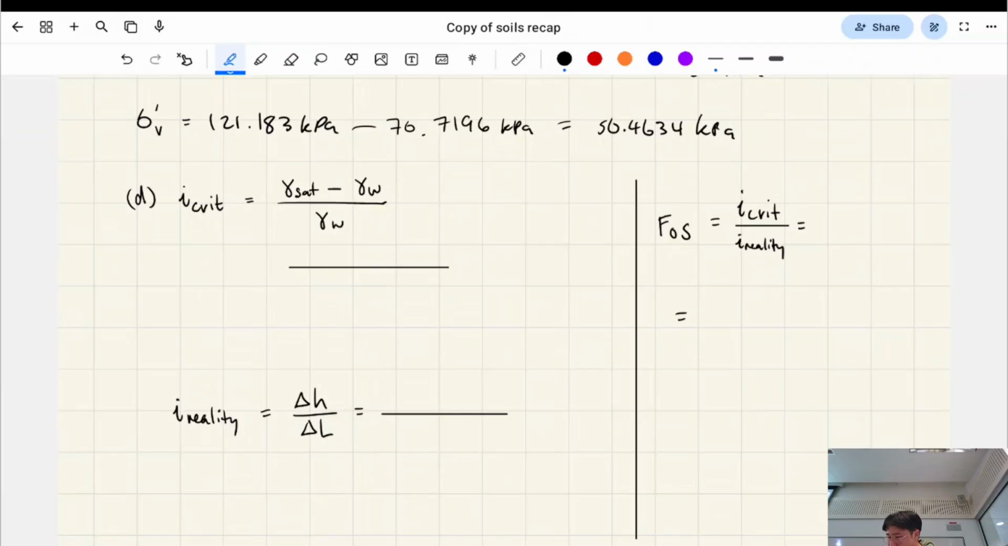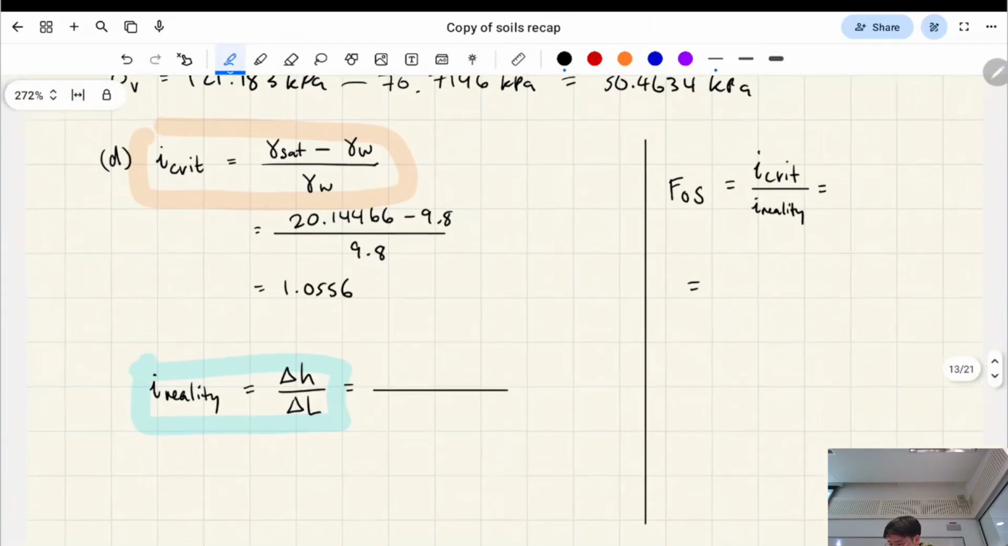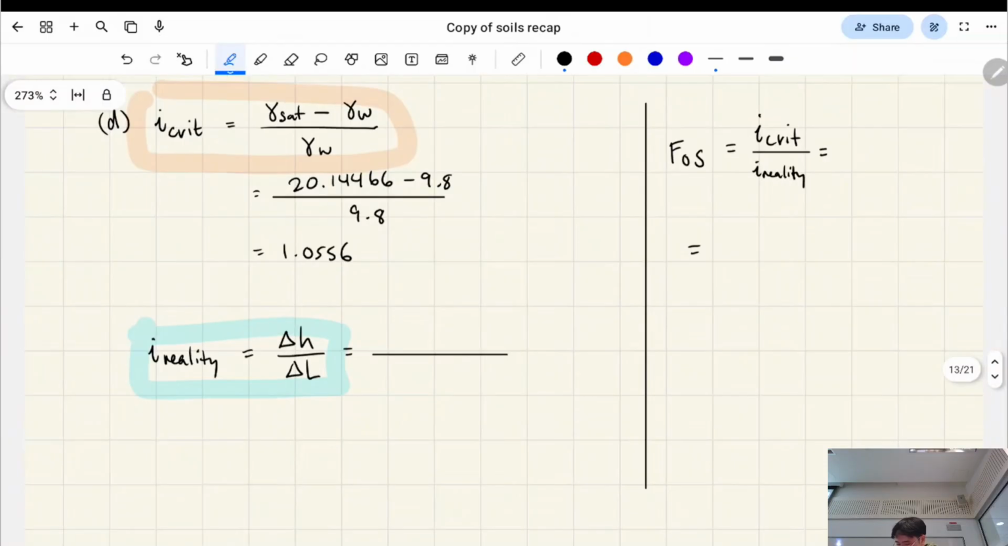But we're going to calculate two formulas. This is the first formula here, and in blue, here's the other formula. We're going to compare these two because we're going to do a factor of safety ratio check. I'll explain what that means in a second. But we literally just plug in everything that we know in order to get the critical hydraulic gradient. This was calculated in the previous step. 9.8 is the unit weight of water. This gives us 1.0556, right?